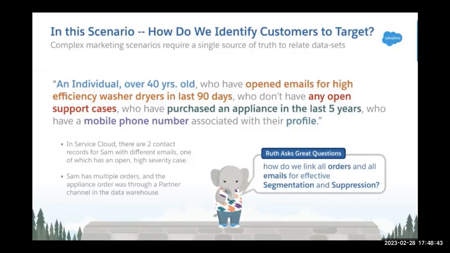If you look at Service Cloud, there are 2 contact records with the name Sam with different emails, or 2 records with the name Mustan with 2 different emails, one which has an open case and one which has a high severity case. At the same time, Mustan has multiple orders placed in B2C Commerce Cloud, and the same order went through a partner channel in the data warehouse.